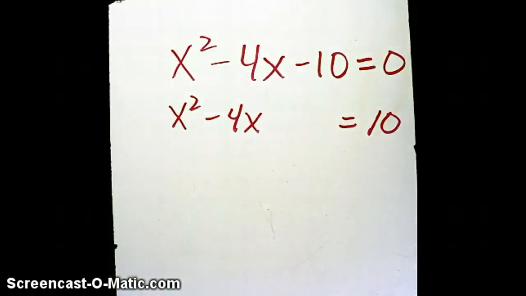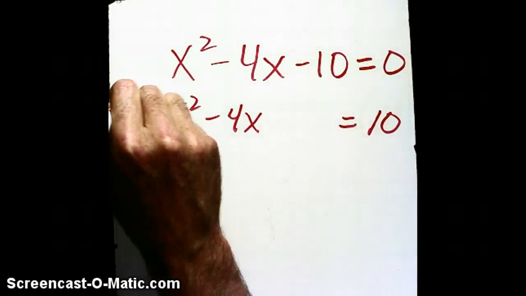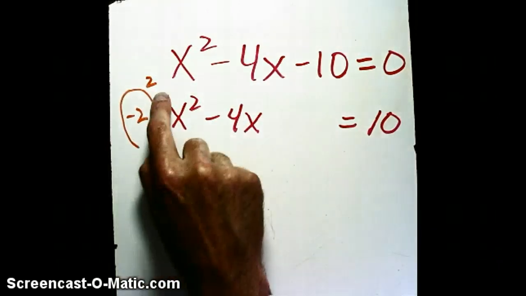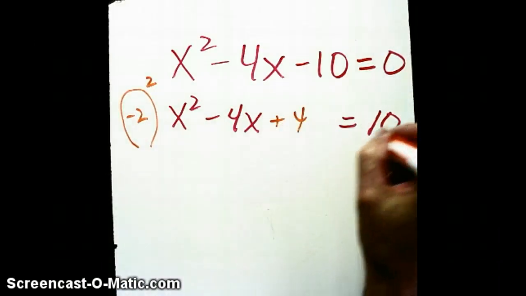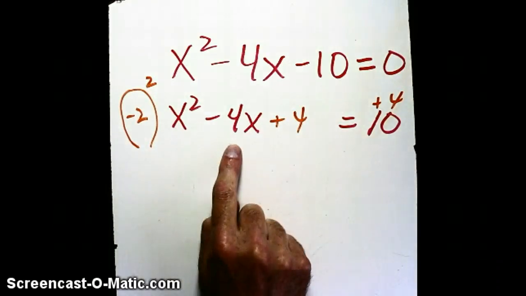Half the middle coefficient. Well, what is the middle coefficient? The middle coefficient is -4. What's half of -4? -2. Square it and then add it. Well, what's -2 squared? That's 4. I'm going to add 4. Now on the left side, I'm going to have a perfect square trinomial.